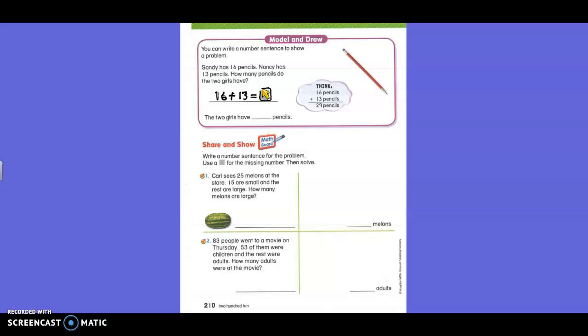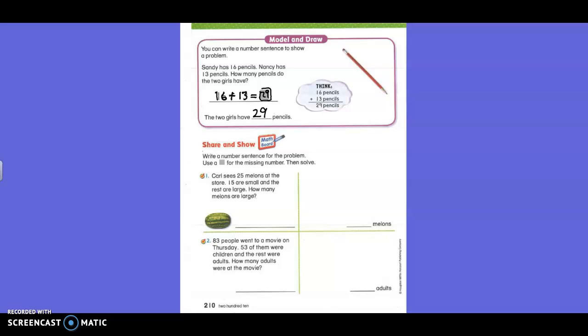What's 6 plus 3, guys? 9. And then what's 1 plus 1? 2. So how many pencils do they have together? 29. Okay, I want you to try to write 29 also in the box. I can't see that. Oh, then use a different pencil. All right. Now you have share and show.